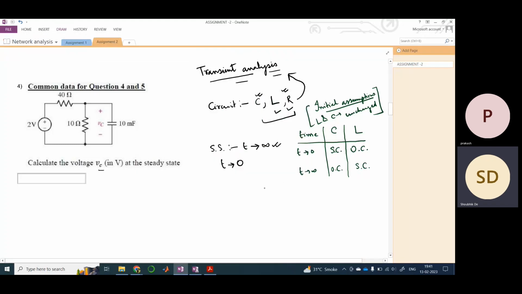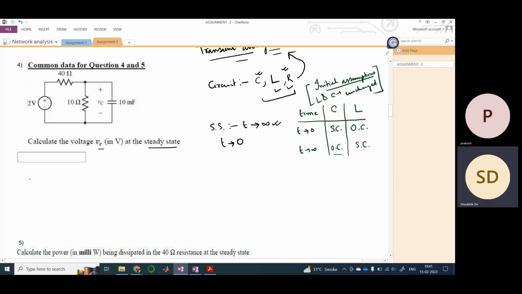This problem is very easy. Now at steady state, they have told us. Since this is a capacitor, at steady state, that is at t equals to infinity, what is this? This is nothing but an open circuit, right? So my resultant circuit would be what? I'll just be drawing it. It is a very simple problem, provided you understand this. This is 40, this is 10, right?